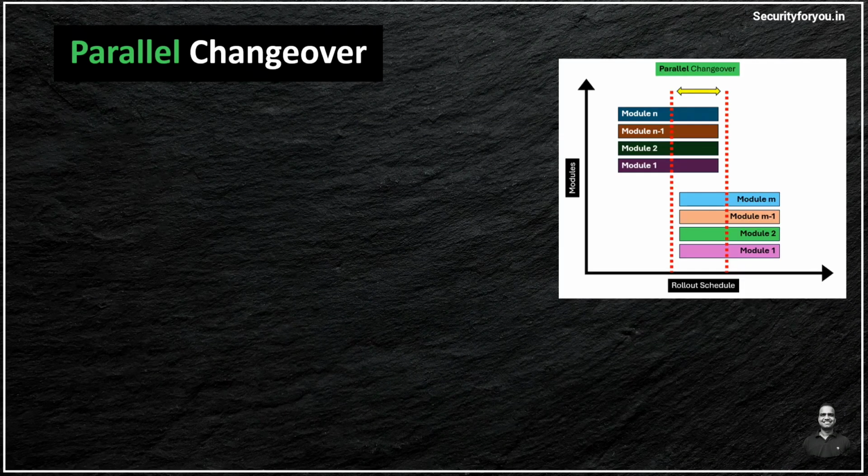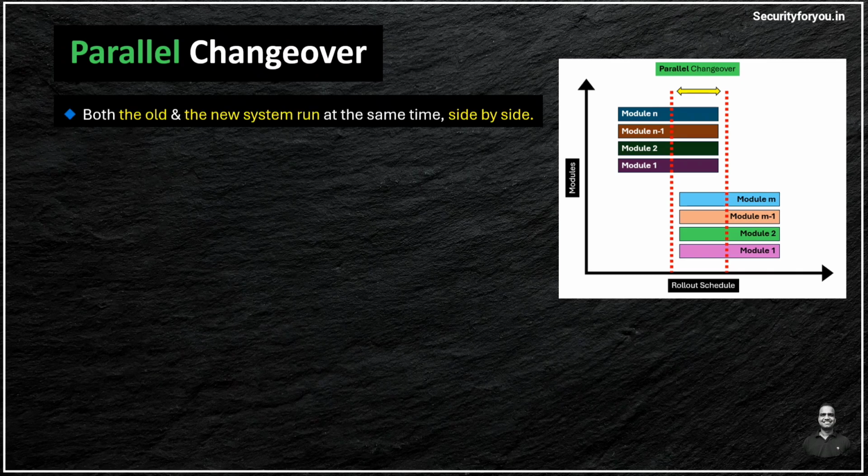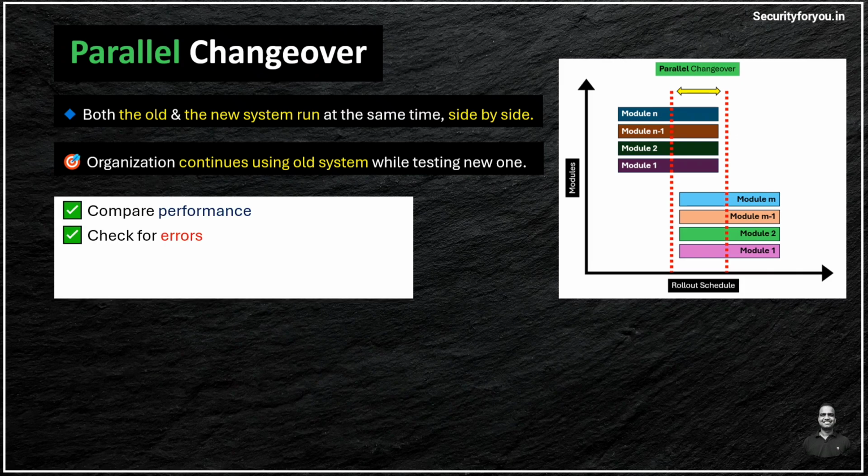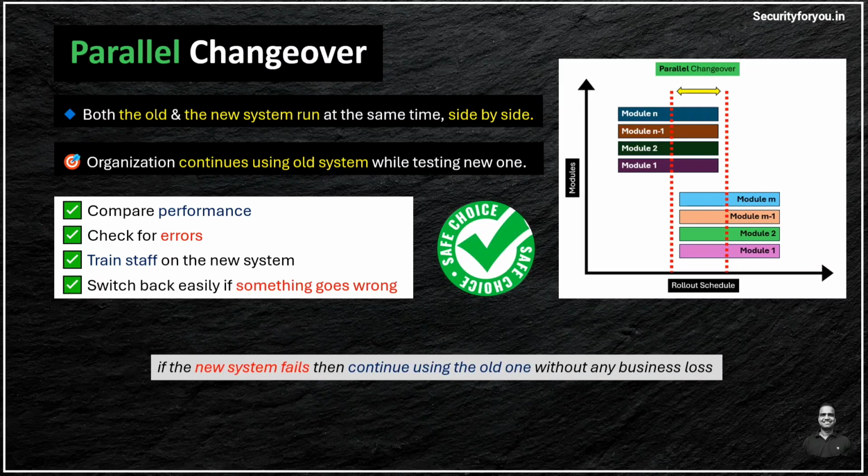Let's start with parallel changeover. In this method, both the old and the new system run at the same time side by side. This means the organization continues using the old system while testing the new one in real time. And this gives the team a chance to compare performance, check for errors, train staff on the new system, and switch back easily if something goes wrong, right? So, this is the safest option because if the new system fails or doesn't perform as expected, we can stop it and continue using the old one without any business loss, right?